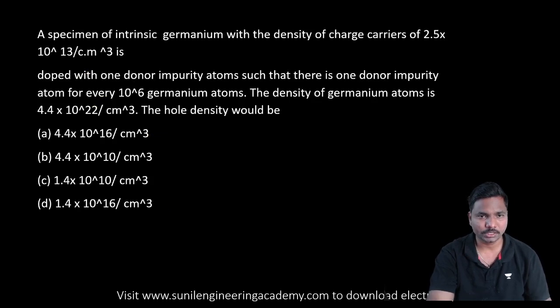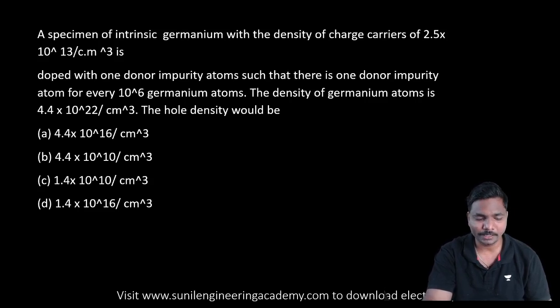Coming to the next question: a specimen of intrinsic germanium with a density of charge carriers of 2.5 into 10 power 13 per centimeter cube is doped with one donor impurity atom such that there is one donor impurity atom for every 10 power 6 germanium atoms.